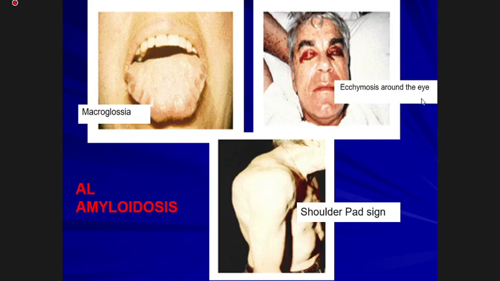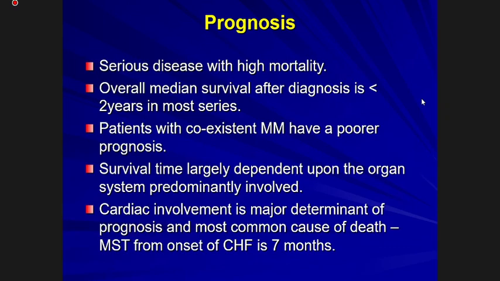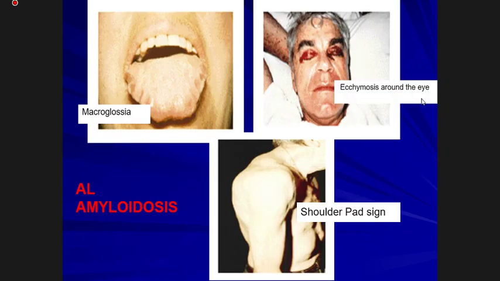Okay, so this shows macroglossia. Ecchymosis around the eyes, mainly in AL amyloidosis. Because of the vascular fragility, you can have bleeding around the eyes. Accumulation in tissue around the shoulder is called shoulder pad sign. Okay, so that's about all.